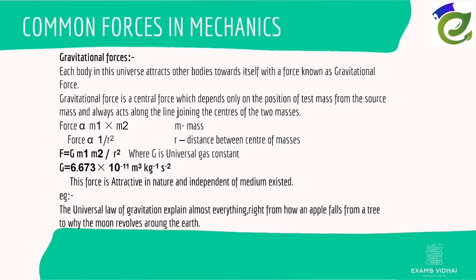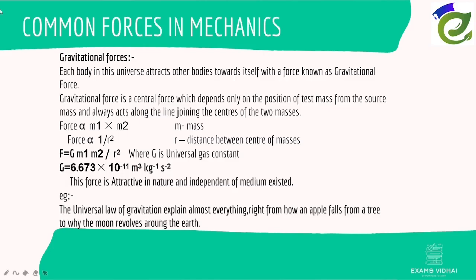The gravitational force is a central force which depends only on the position of the test mass from the source mass and always acts along the line joining the centers of the two masses. Now let's assume m1 is the source mass and m2 is the test mass. According to the law of gravitation, F is directly proportional to m1 into m2 and inversely proportional to the square of the distance between the centers of masses.